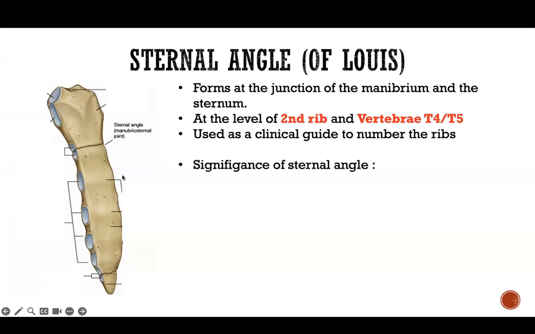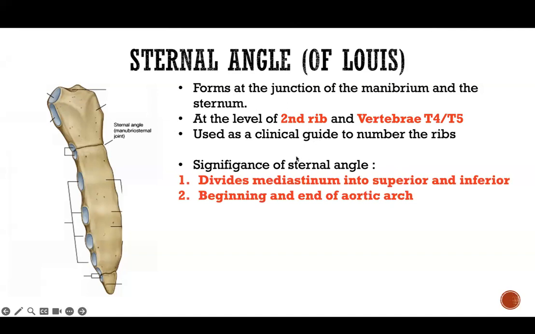So what are the significances of the sternal angle? The first one, as we said, is that it divides the mediastinum into superior and inferior. The second significance is that it's the beginning and the end of the aortic arch. And the third significance is that it's the level of bifurcation of the trachea. And we'll talk more into detail about this once we get into the contents of the mediastinum. But all clear until now?